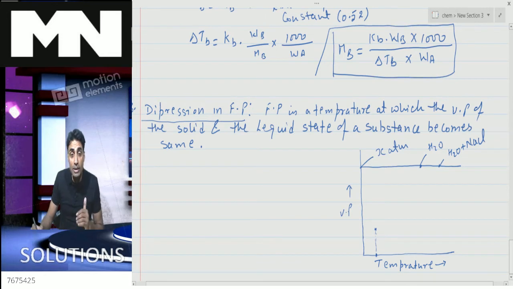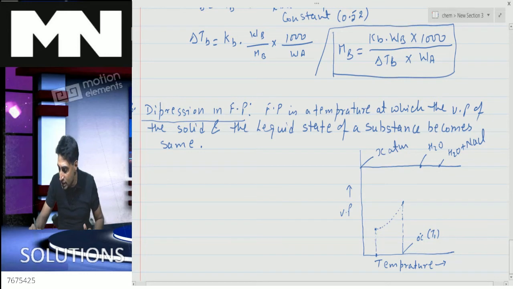Now what I am doing, I am heating this sample of ice from minus 10. When I start heating this sample of ice, its vapor pressure will start increasing. Suppose somewhere here, this point is representing a temperature of say 0 degrees Celsius. Say this temperature is 0 degree Celsius, or I can say this is temperature T1. When I heat ice, its vapor pressure will increase and will become equal to this point at 0 degrees Celsius.